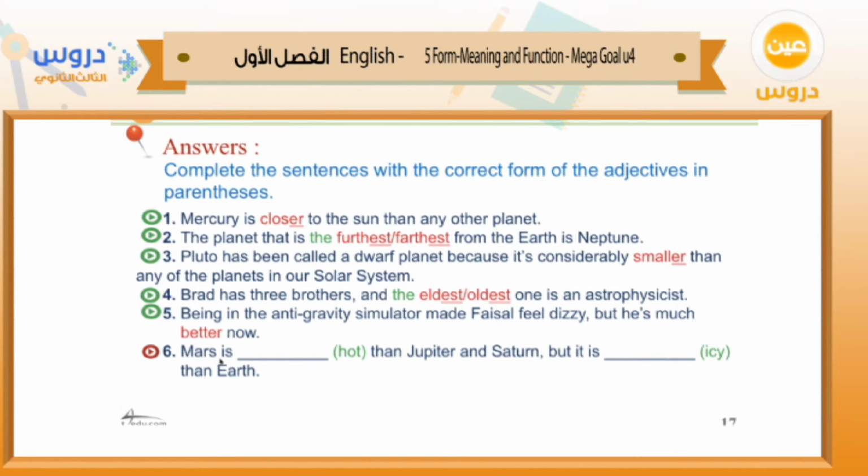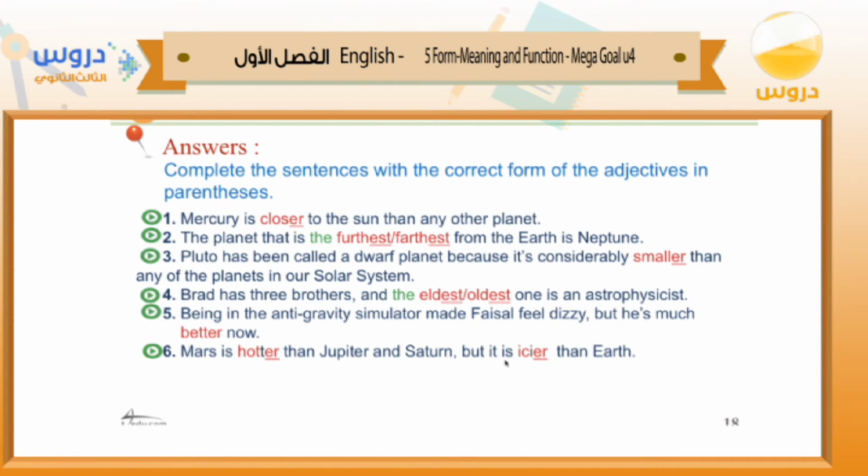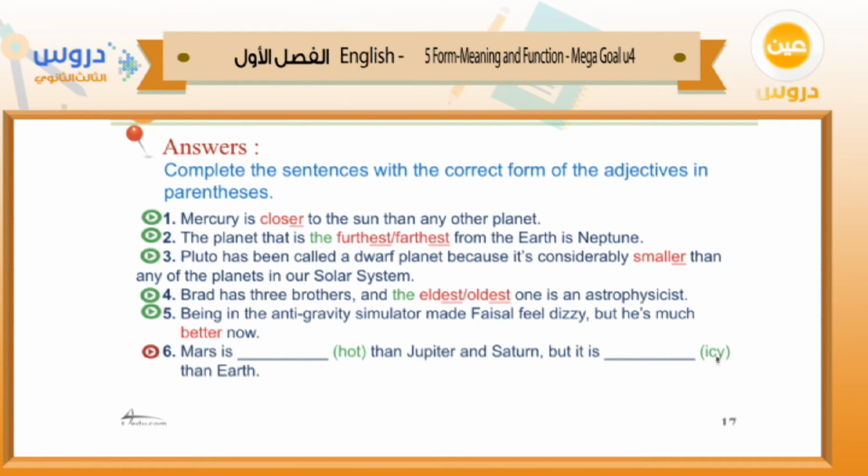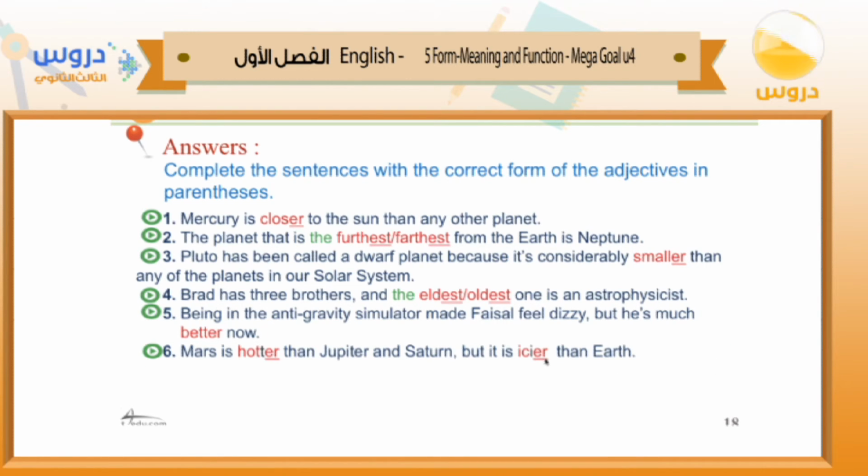Number 6, Mars is hot than Jupiter and Saturn, but it's icy than Earth. We have than, and here also than. So it's a comparative. We can say that Mars is hotter than Jupiter and Saturn, but it's icier than Earth. We have to be careful about the T. We have to duplicate the T if we add ER. And also we have to change Y, icy, to I and add ER, icier. Okay, don't forget this point.